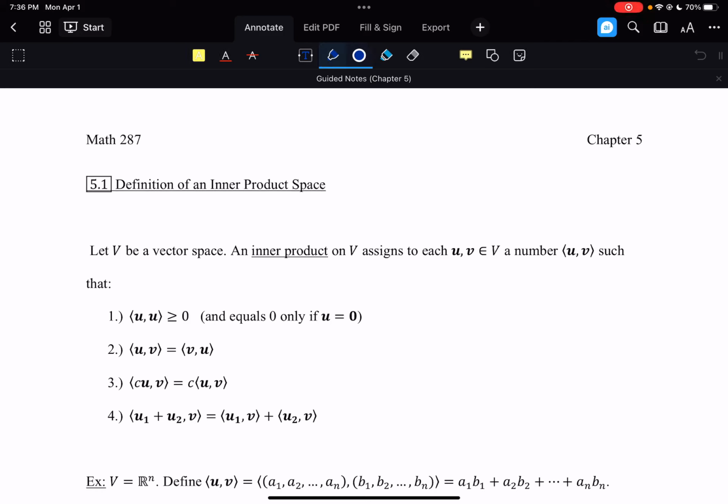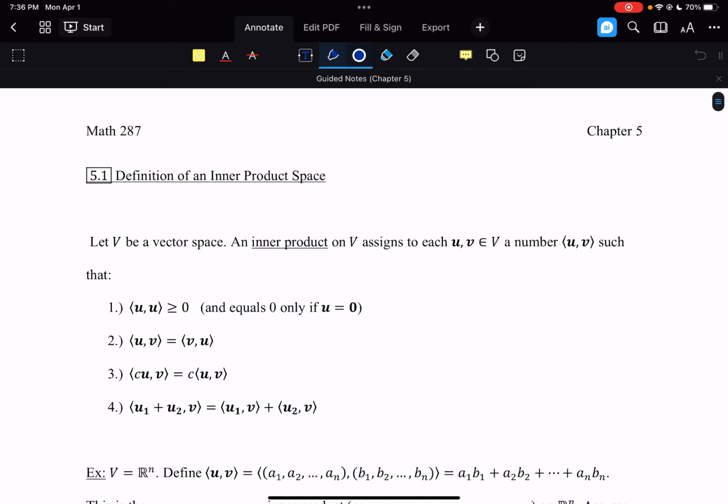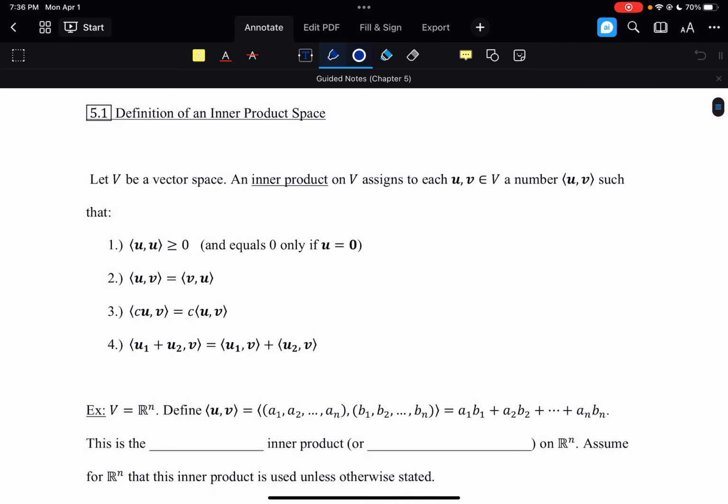Welcome to Chapter 5 and Section 5.1. In this chapter, we're going to be looking at the concept of an inner product and an inner product space. We're going to see the basic definition in this section, look at some examples of them, see what we do with them, what some properties are that they have, and we're going to see throughout the chapter how we use them. So to start us off, we're going to go right in with the definition.